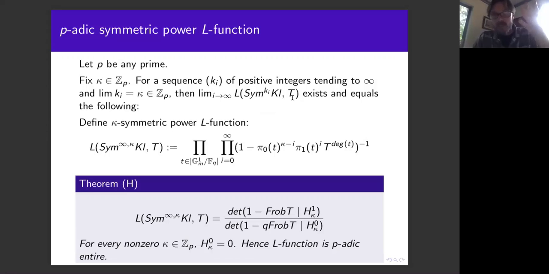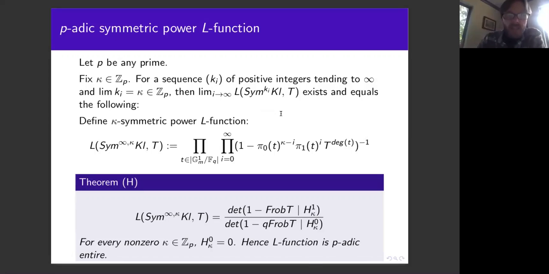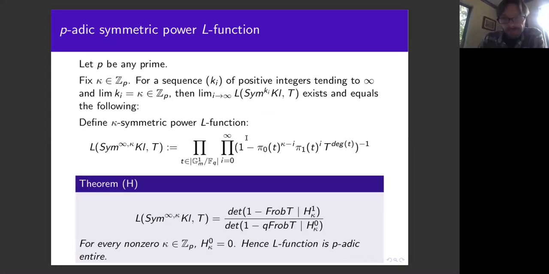So this L function is getting larger, because this is a polynomial, but its degree is going to get larger and larger and larger. So it's getting bigger and bigger and bigger. This limit is going to exist, and in fact equals the following. It's equal to what I call the kappa symmetric power L function. And just to differentiate it from the previous symmetric power, I put a little infinity sign here to represent that it's kind of like the limiting object of kappa, and it's equal to this product.